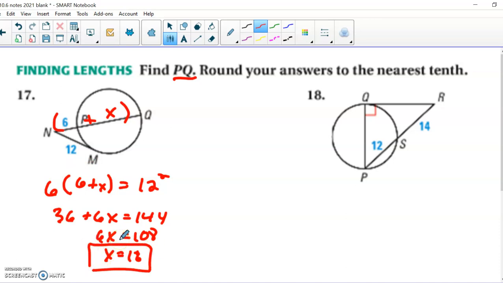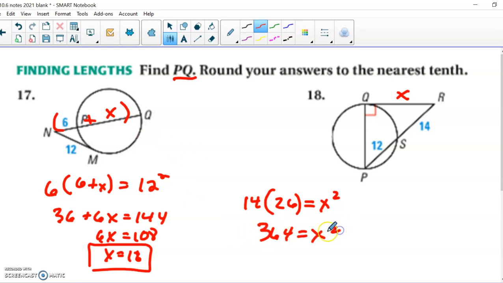All right, there we go. We'll try one more together. It's outside piece times the whole thing equals tangent squared. Again, I'm just going to call that x to make it easier. So outside piece, which is 14, that's called the external segment, times the whole thing, the secant segment, would be 26, equals tangent squared. 14 times 26 equals 364.